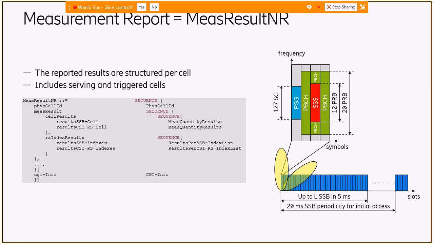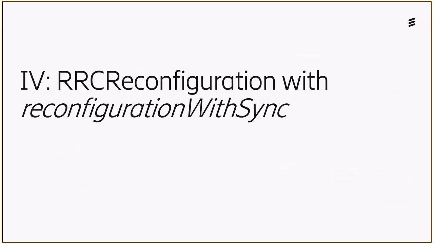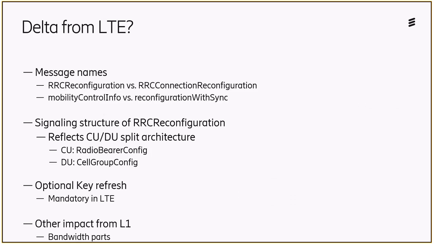So this is a bit the structure of the measurement report. It's just organized per cell, and then you have the cell ID and some measurement ID. I guess here is basically what we have shown for the case of the A3 event. For the reconfiguration with sync, I guess the delta from LTE is very simple. Here I go very quick because Henning talked a lot about this last time.